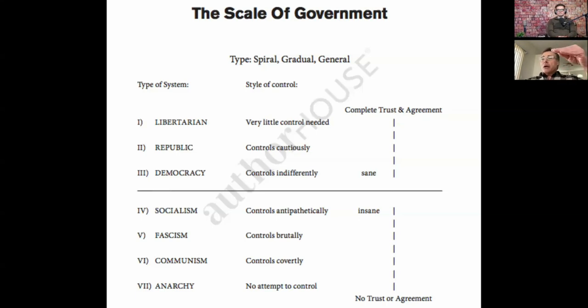So at a libertarian level, very little control is needed. At an anarchist level, there's really no government. That's what anarchy means. It literally means no government. So there's no attempt to control. This is really about control. Government is about control. That is what the government does.